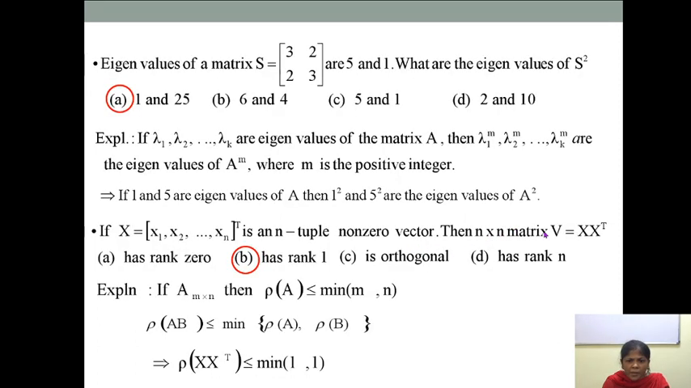the n cross n matrix, that is V equal to x into x transpose. Obviously the order is mentioned over here. The options are: the matrix has rank 0, has rank 1, is orthogonal, has rank n. By default the correct choice is visible to you, right? That is, the correct option is has rank 1. Let us see how it comes.